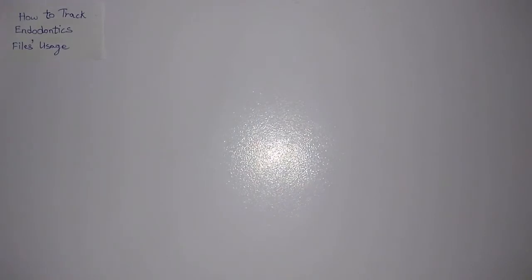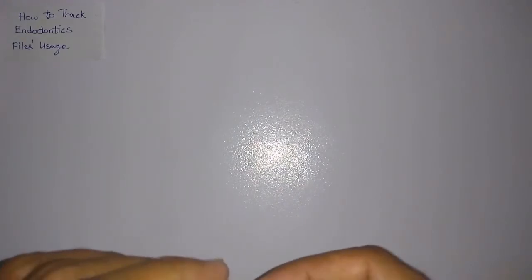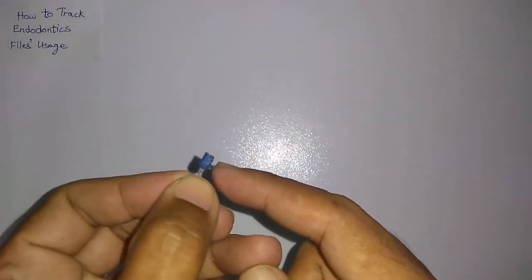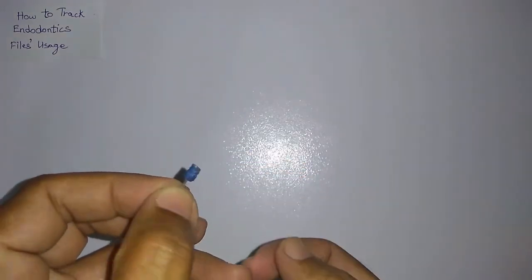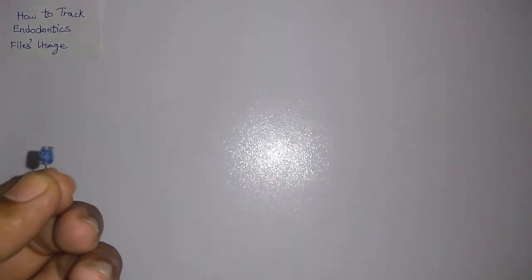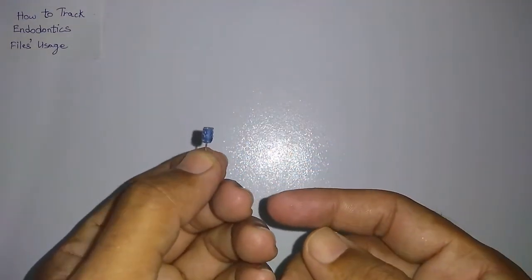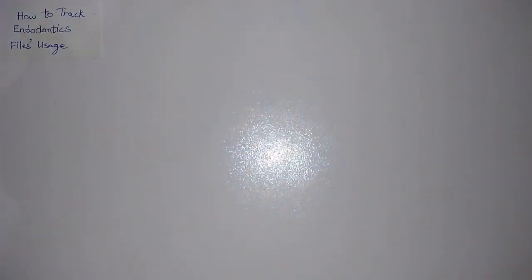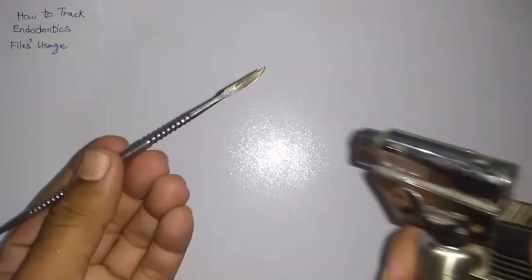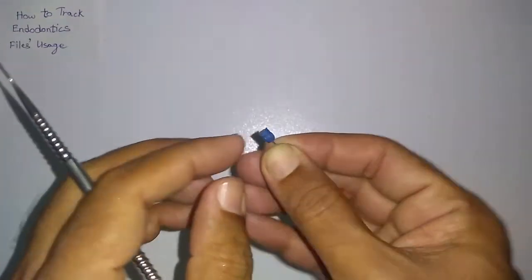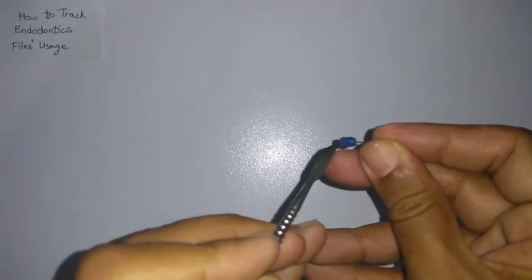Sometimes when we most of the time use Chinese files, the problem occurs when the top of the handle of the file breaks off, because the plastic is not of very good quality, and upon heating from the sterilization it breaks off pretty easily. For this I'll show you another trick which will help you to track even these kind of files. Here again, take your wax carver, heat it with the flame torch for 1 second, and instead of putting the marker up here, we'll put the marker where the file is attached to the handle.